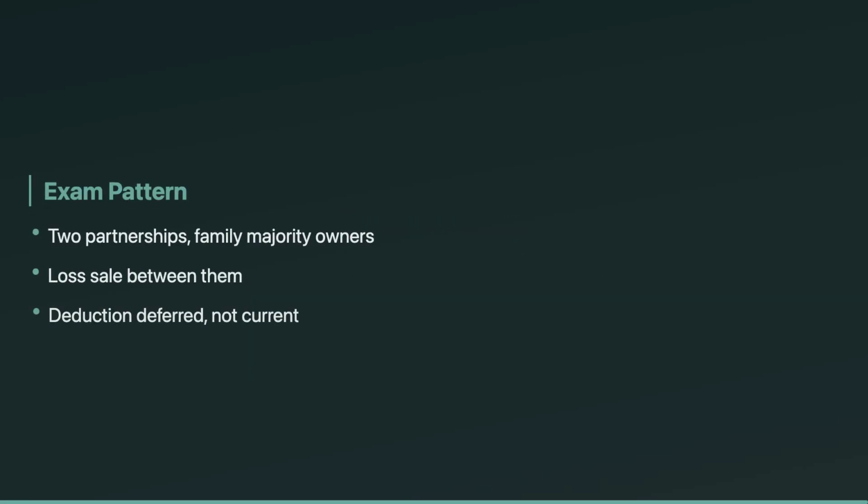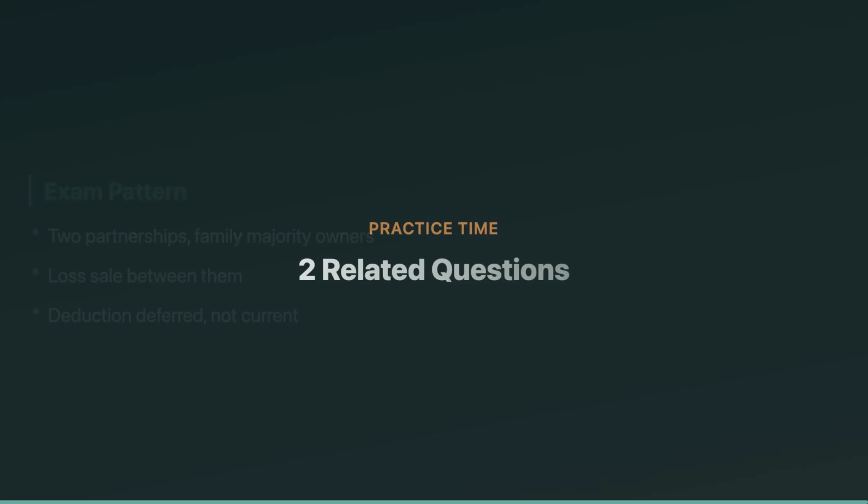Use the sibling example mindset. If Addie owns more than 50% of one partnership and her brother Mason owns more than 50% of another, those partnerships can be treated as related. If one sells property to the other at a loss, you don't deduct the loss now. You flag it as suspended. Exam tip: if ownership is 50% exactly, be careful. Questions often hinge on more than 50%.